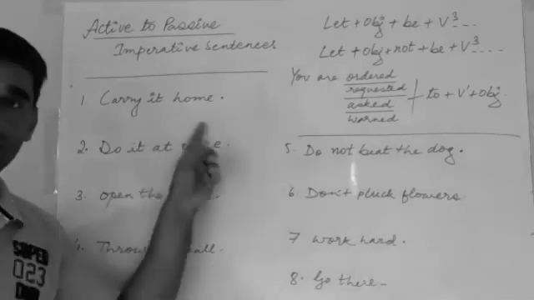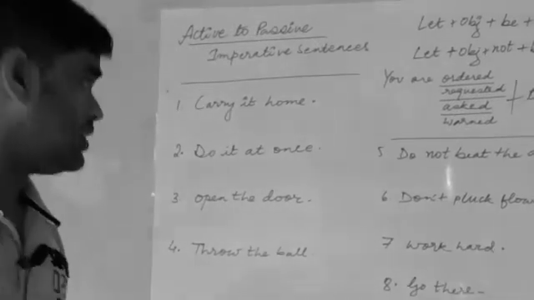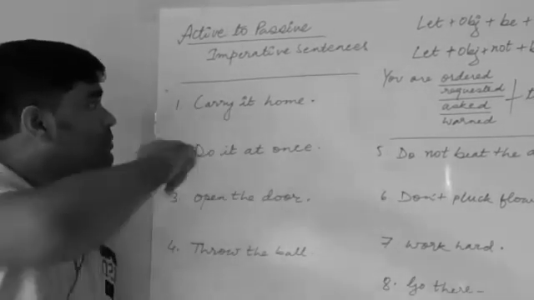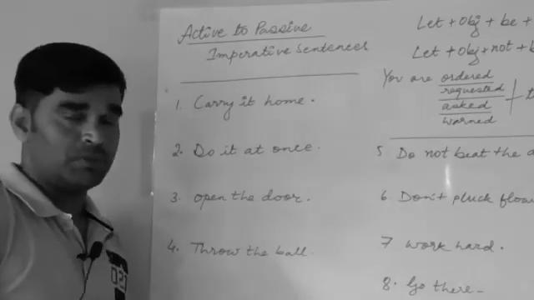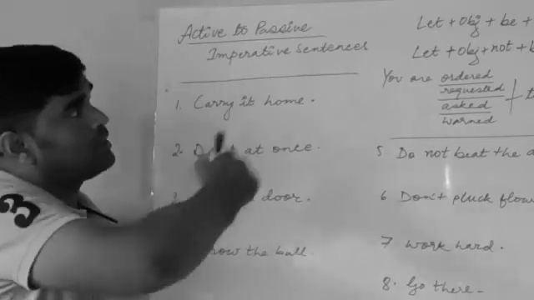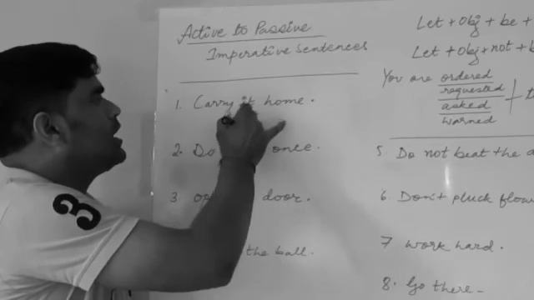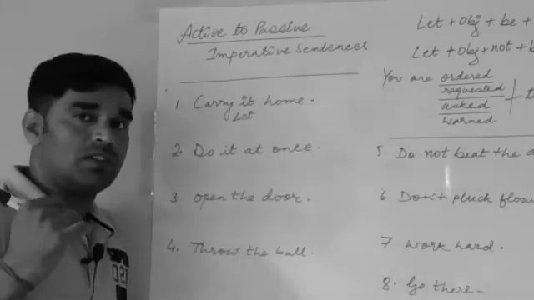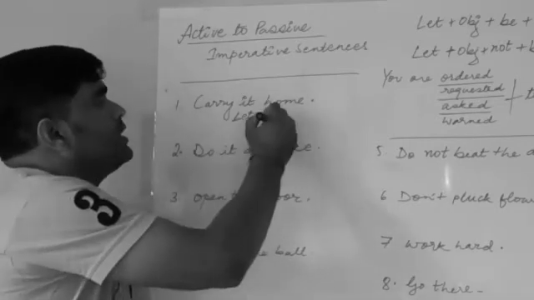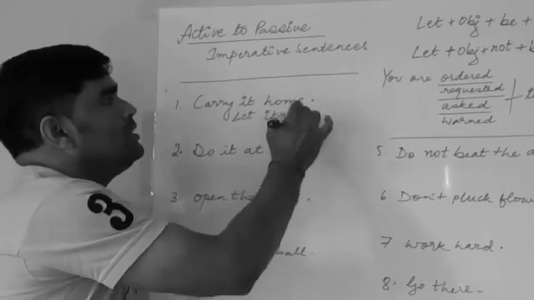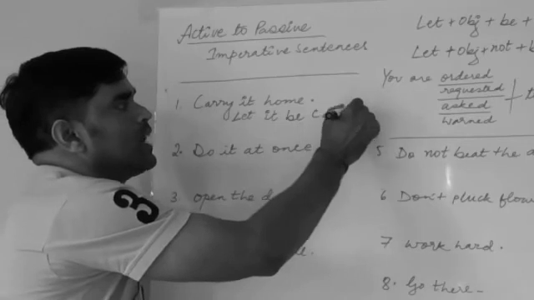So the first sentence is carry it home. Here the main verb is carry, so we have to turn it into the past participle form, that will be carried. And how do we start the sentence? From let. So this will be written let and then the object. Here the object is it, carry what? Carry it. It stands for an object here. So let it be, and then the past participle of carry, which is carried.